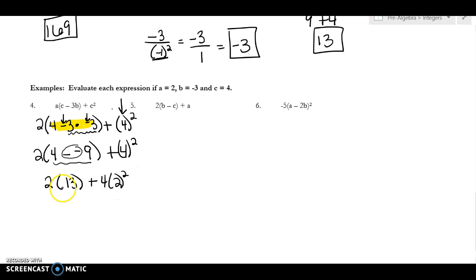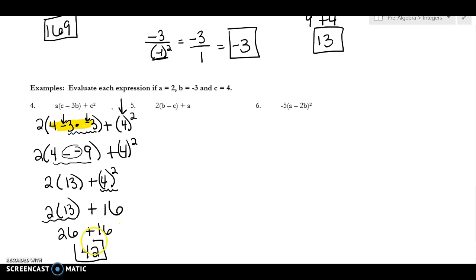Now I still have parentheses. Whoa, what did I write there? 4 squared. I was writing something totally different. I still have parentheses, but I don't have any operations in the parentheses, so I'm going to do my exponent. And 4 squared is 4 times 4, which is 16. I'm going to bring everything else down. Now I'm going to do my multiplication, which is 2 times 13, which is 26. And 26 plus 16 is 42. So this one took a little bit of time, but just take it one step at a time.